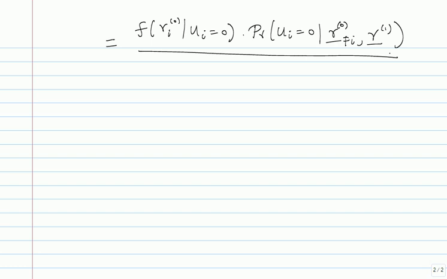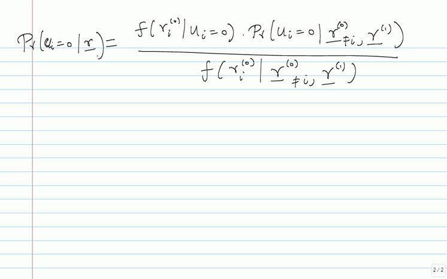And in the denominator, I have something which will not change depending on 0 or 1: r 0 not equal to i, r 1. So this is what I have for the probability that ui is 0 given the entire vector r. I'll have a similar expression for the probability that ui is 1 given the entire vector r.